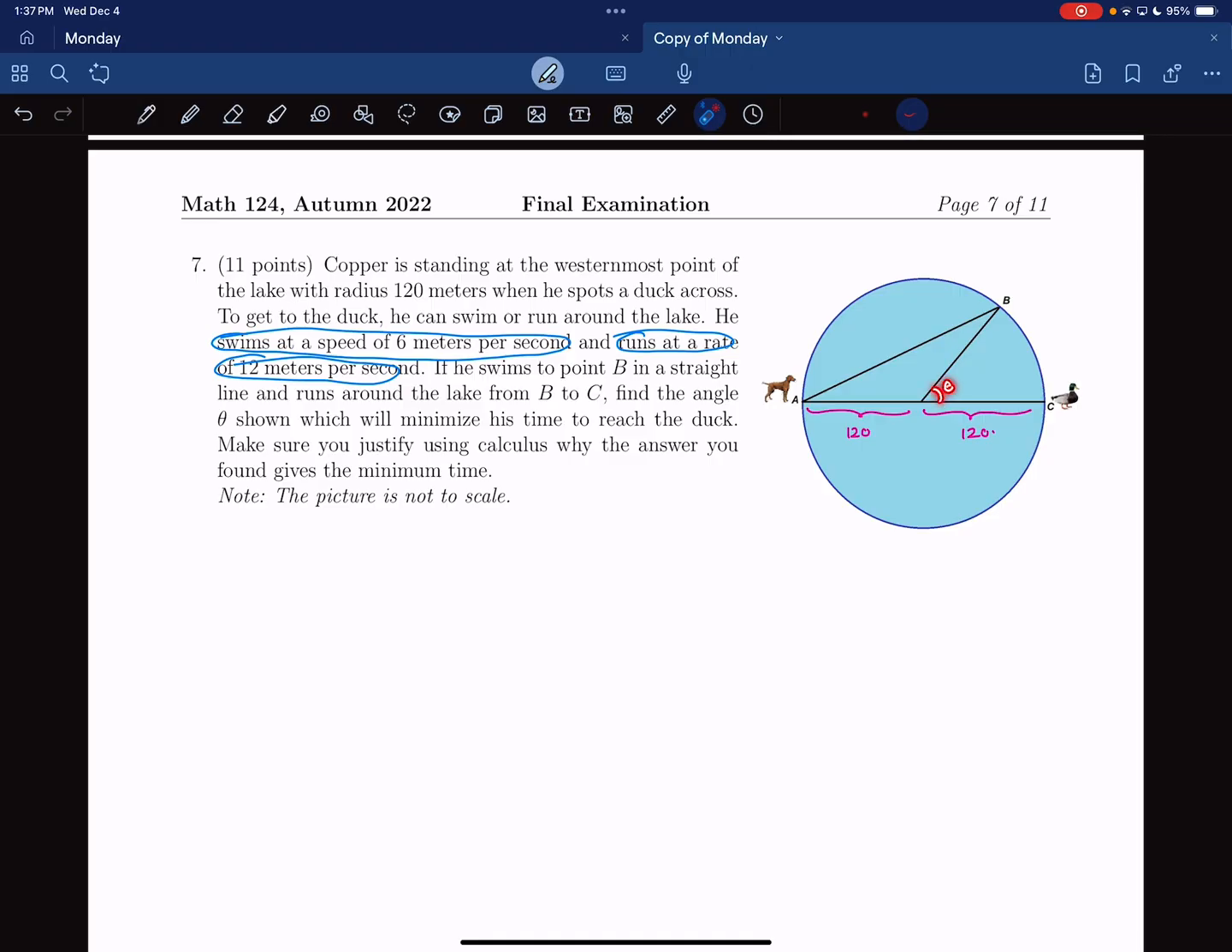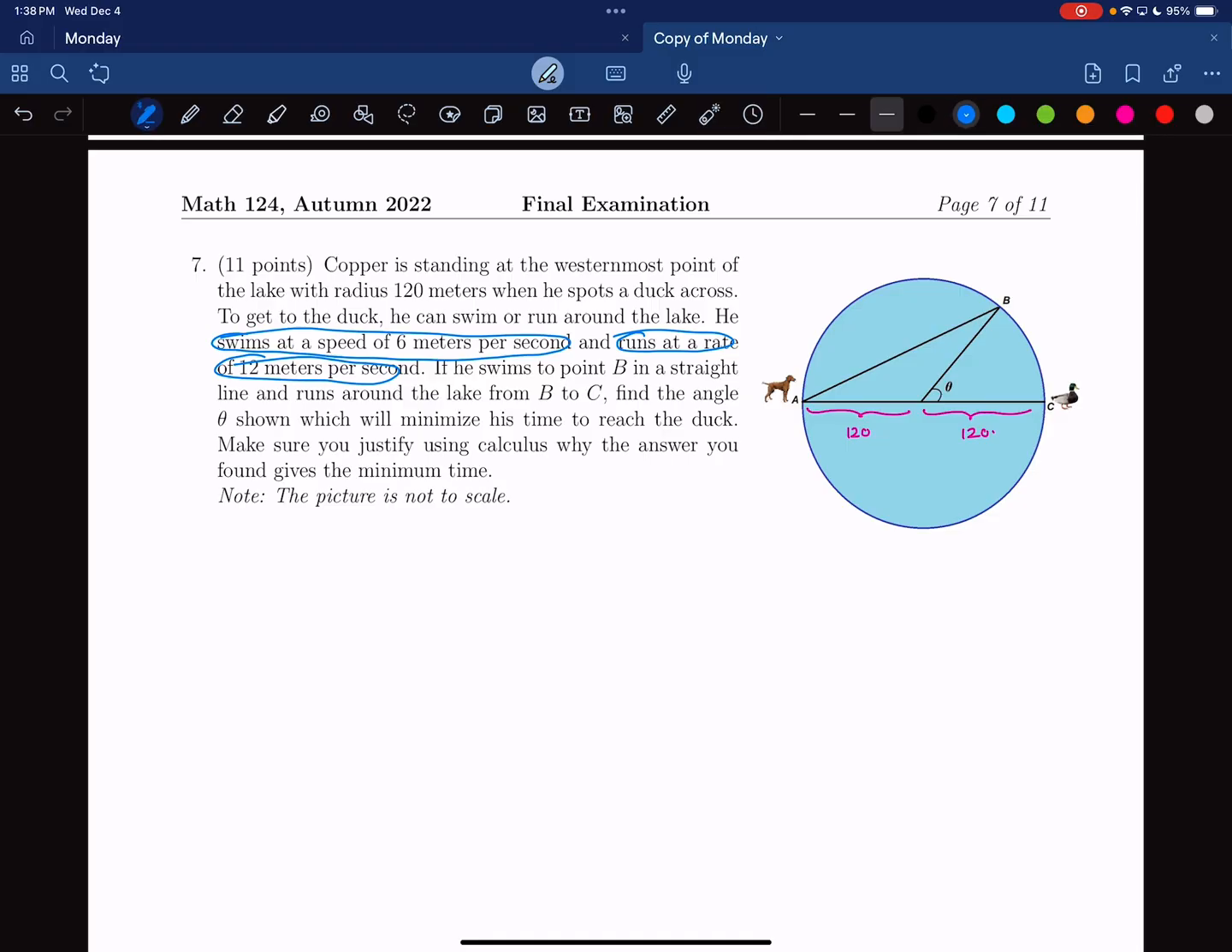Okay, so that's what the question is asking. There's the angle theta here, which we're supposed to find, so that the time it takes for him to catch the duck by first swimming like this and then running around is the minimum. Then I think to myself, does that make sense? You're like, yeah. If you try to catch the duck, he wants to do it in the minimum time possible. Okay, so that's the question. Does my thought process make sense? You just have to convince yourself the question makes sense to you first.